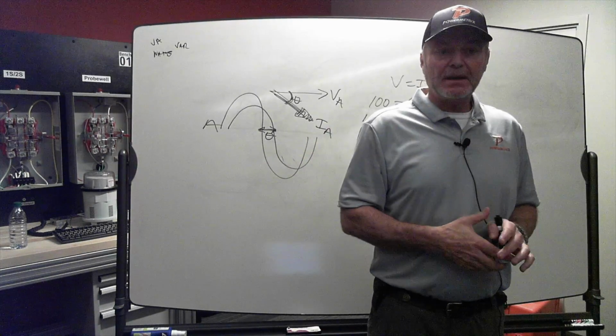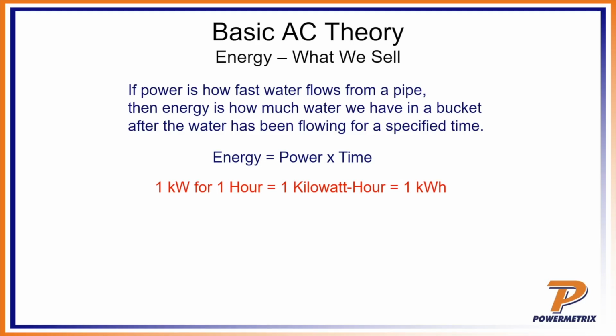So you can see here, I like this analogy. It says if power is how fast water flows from a pipe, and it is, then energy is how much water we have in a bucket after the water has been flowing for a specified time. So you can see here, if, for instance, I let something run for a day, then it's gone for 24 hours. So now I have to multiply that to get my kilowatt hours. What's the bill? Well, you used that power for 24 hours, so I'm going to bill you for 24 hours of use, okay?